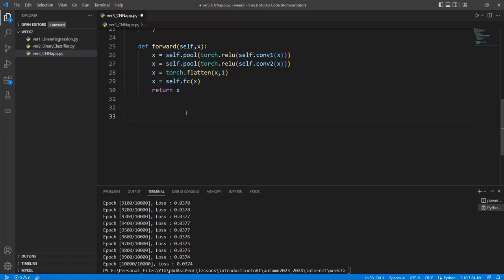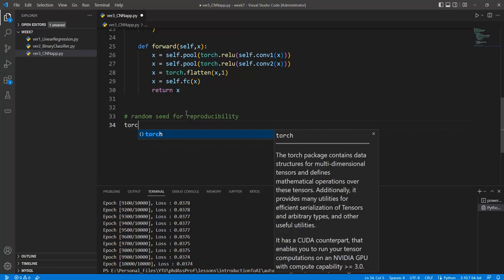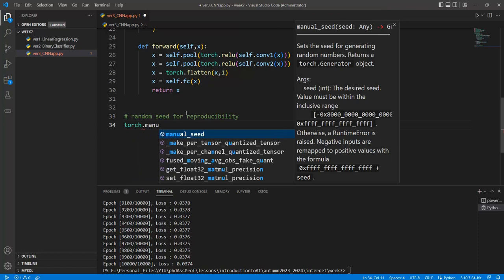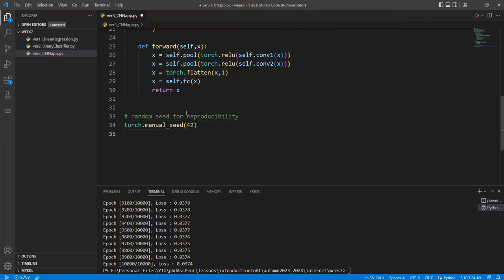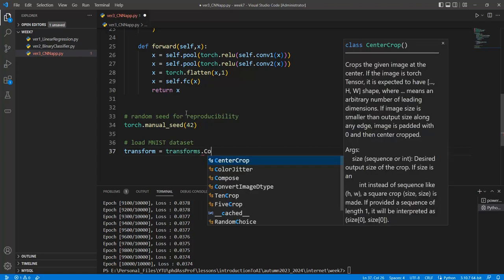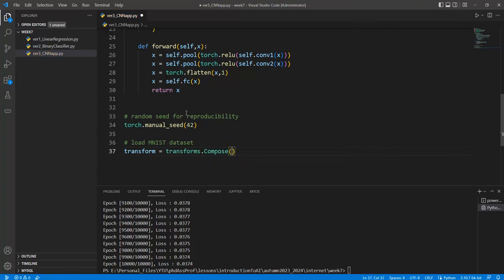In the next case, we need to assign the random seed for reproducibility. For what? For the image, or for taking the random image from the dataset. Okay, torch manual seed 42, for example, and load the MNIST dataset by using the transform. This transform utilizes the compose function, like this one.